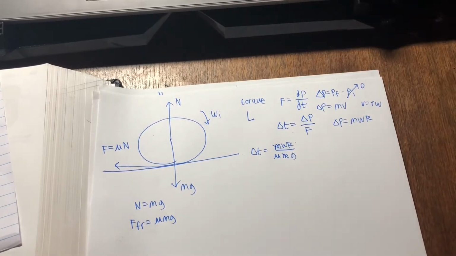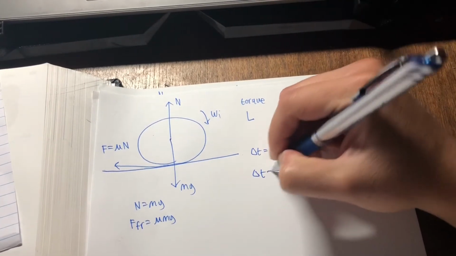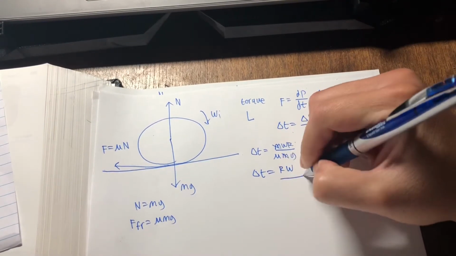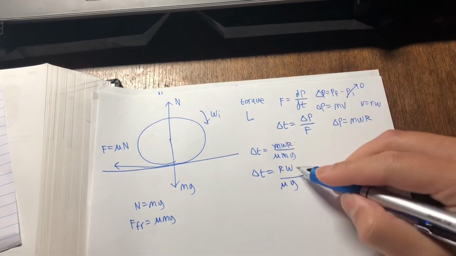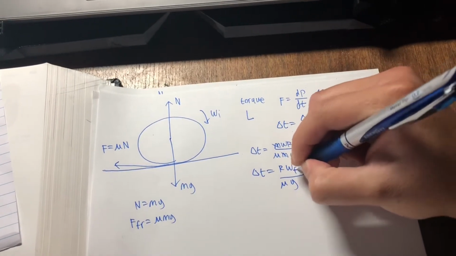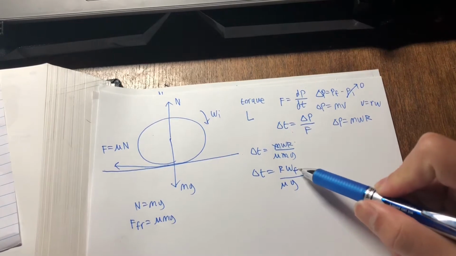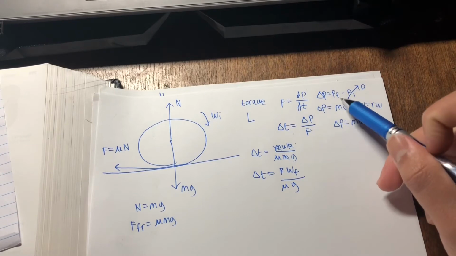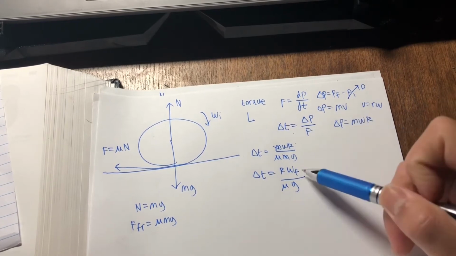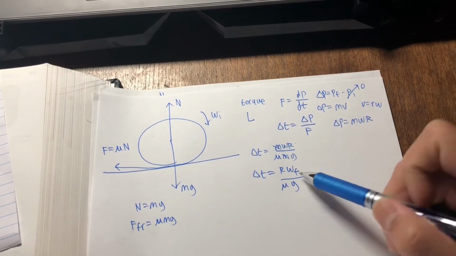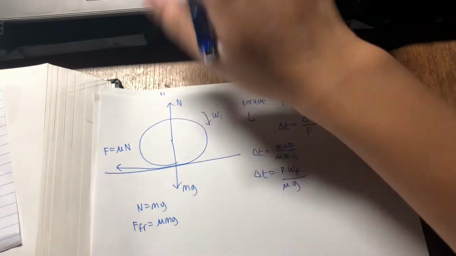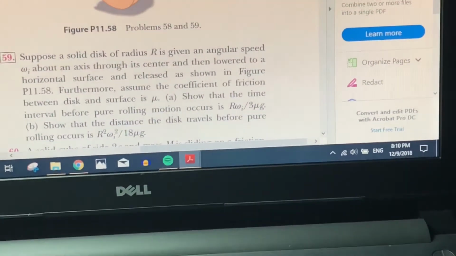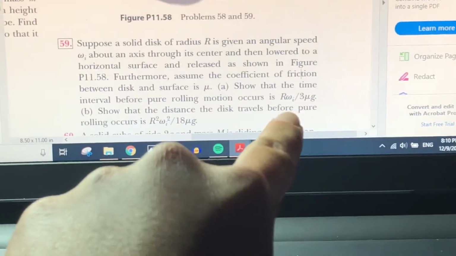The masses will cancel out, and so you'll be left with the change in time equals radius omega over mu g. And this omega here is actually going to be omega final, but you're only concerned with the final angular speed, since we ruled out that the initial momentum doesn't matter, and only the final momentum matters. That means we only care about final angular speed. So now we need to solve for final angular speed, and once you find out what omega final is and plug it in, you'll be able to get that.